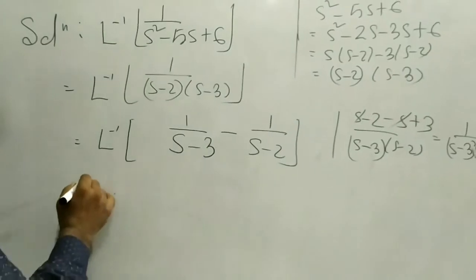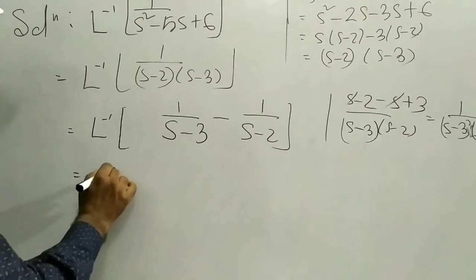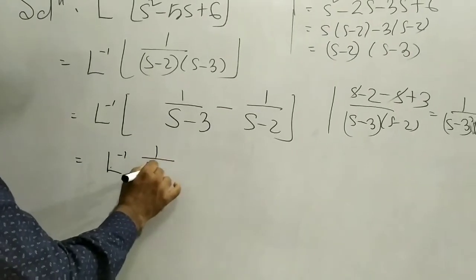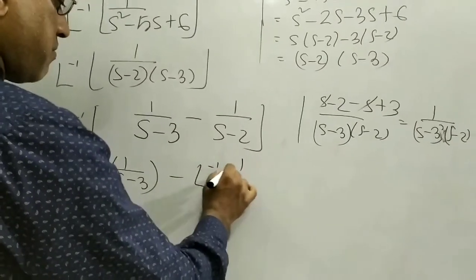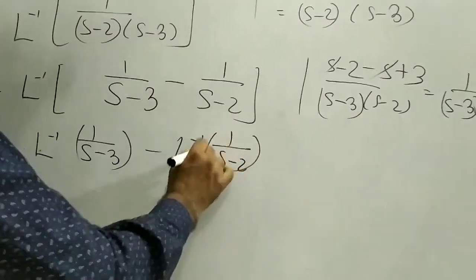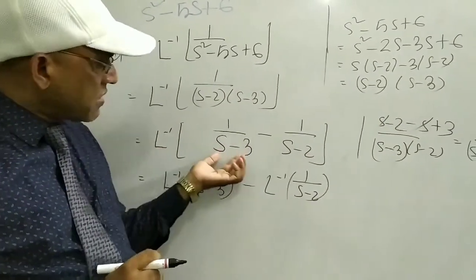Now we are taking L inverse with this, L inverse with this. So L inverse 1 by s minus 3 and L inverse 1 by s minus 2. So up to this clear? This is nothing. Just we taking L inverse with this, L inverse with this.